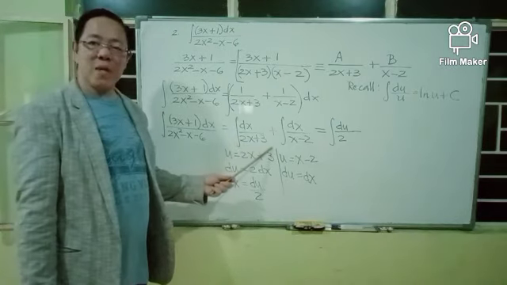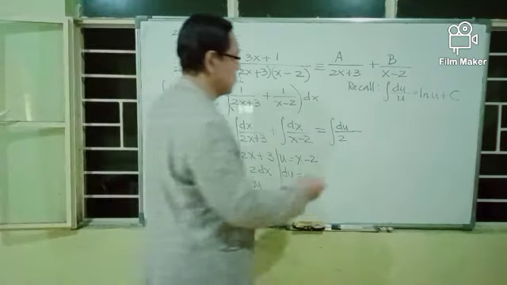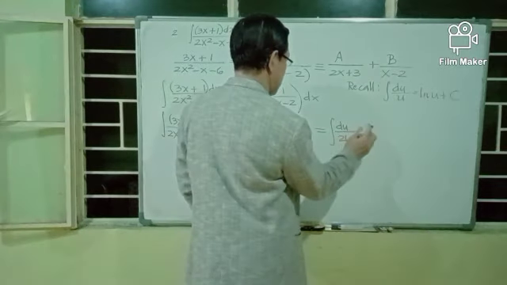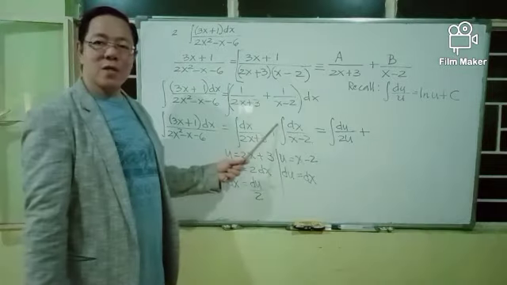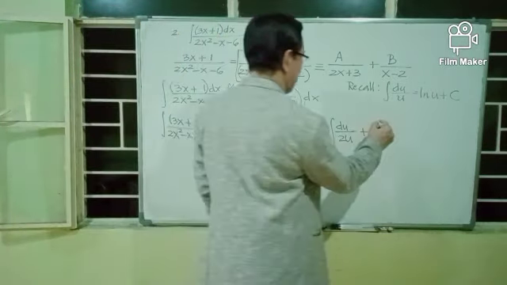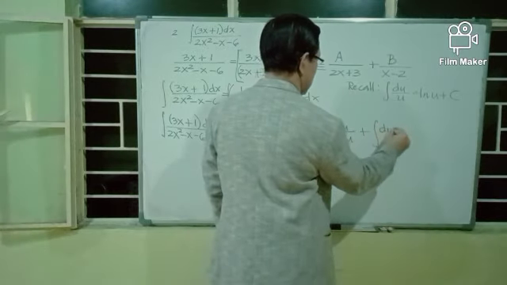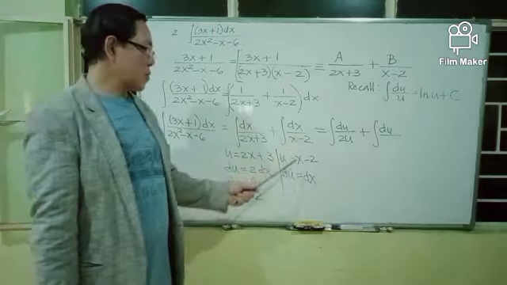Over 2x plus 3. 2x plus 3 is equal to u. Plus the second term, integral of dx over x minus 2. dx is du. x minus 2 is u.